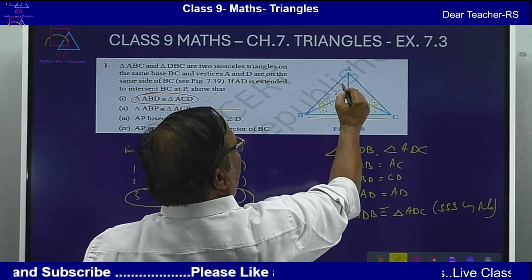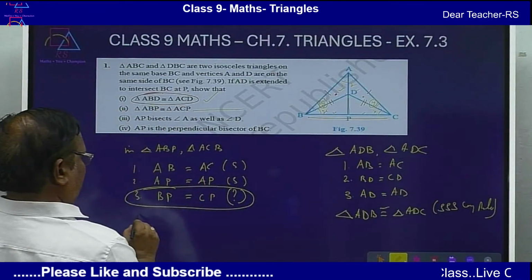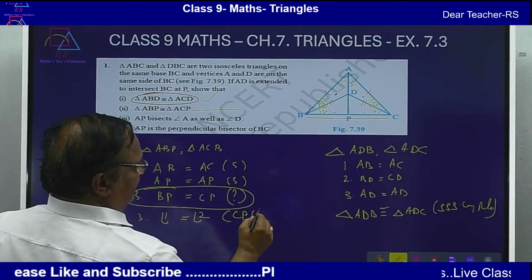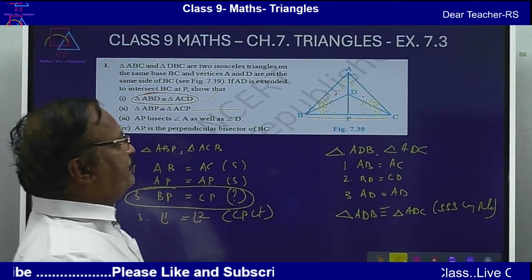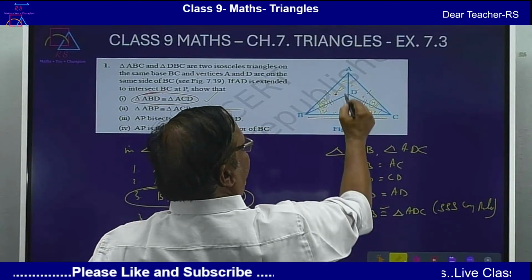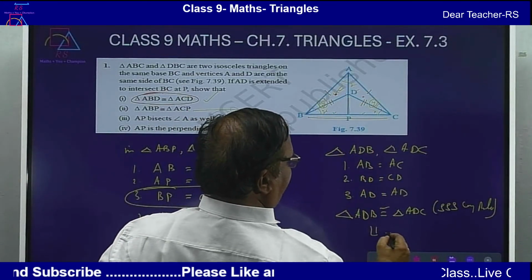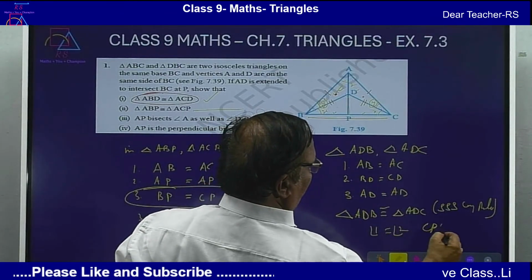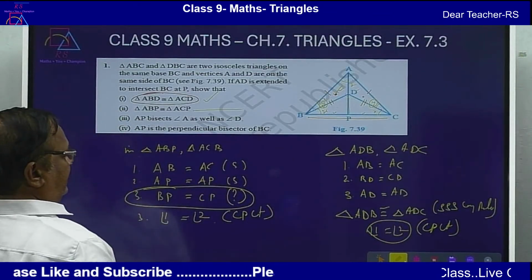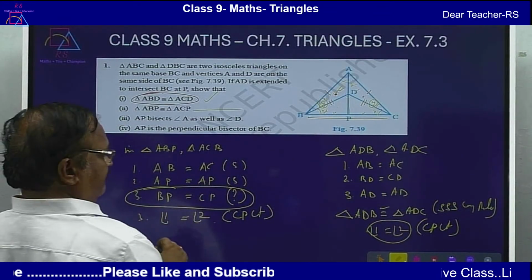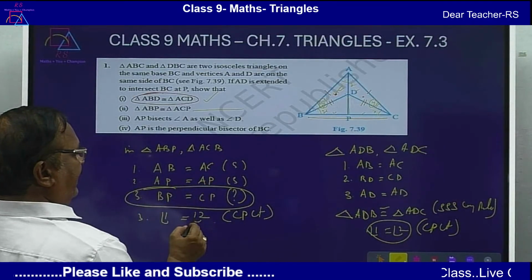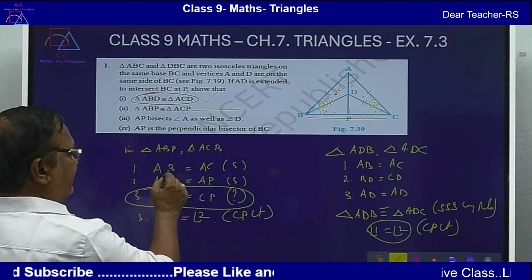But these two angles are equal. Angle 1 is equal to angle 2 by CPCT. We have proved these two triangles, no? ADP and ADC. So here by CPCT angle 1 is equal to 2. So this we can write here. So then which property, tell me, by which property? AB, side and angle. Check whether this angle is in between these two sides.